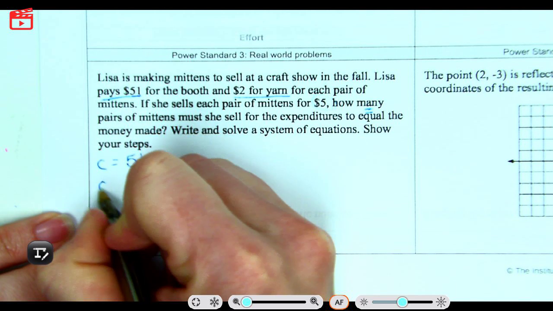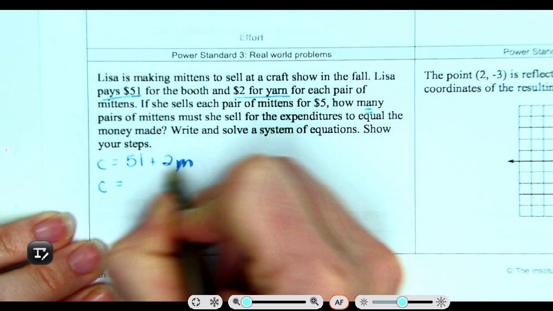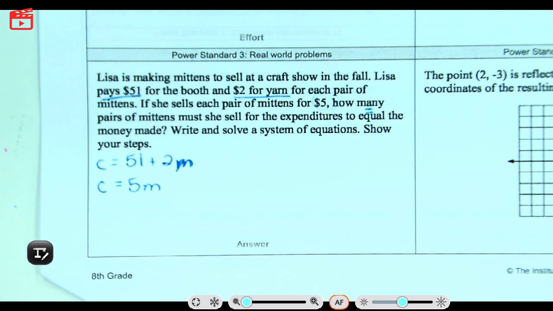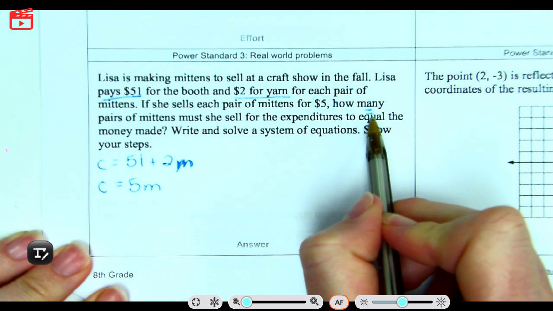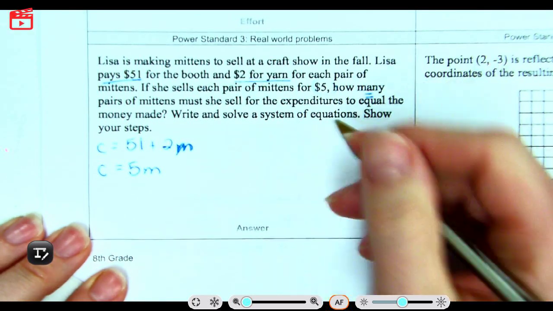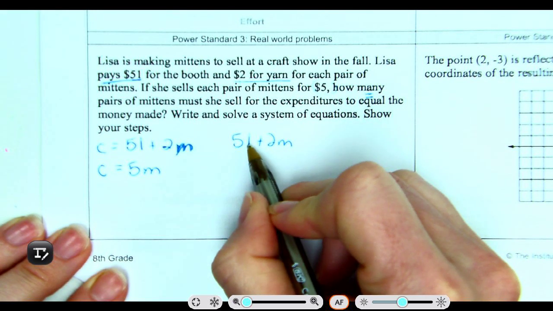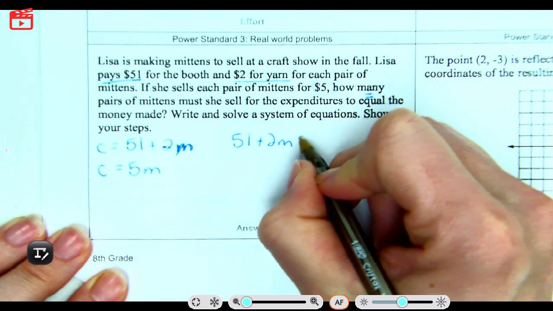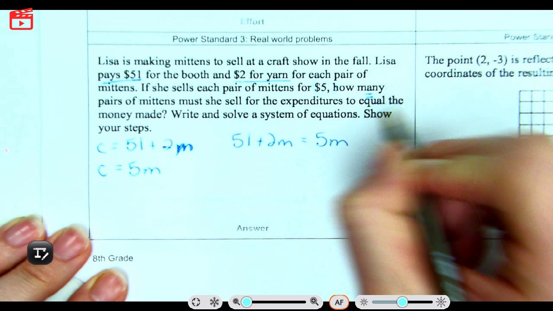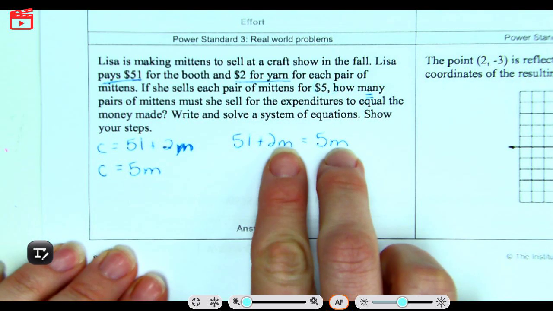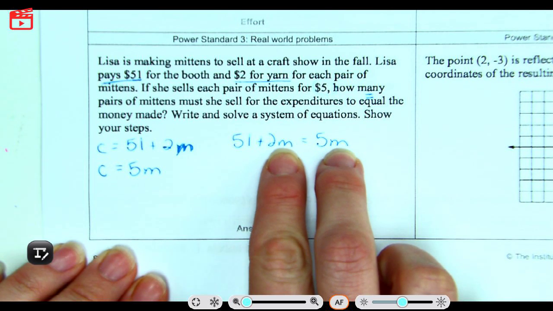So again, she's going to make $5 per pair of mittens. What we want to know is when these two things equal each other. So I can take 51 plus 2M, $2 per mitten plus 51 total dollars, and we want to know when that is going to equal how much money she brings in by selling each pair of mittens for $5. So variables on both sides, remember, we want to combine them onto one side by getting rid of them on one side.